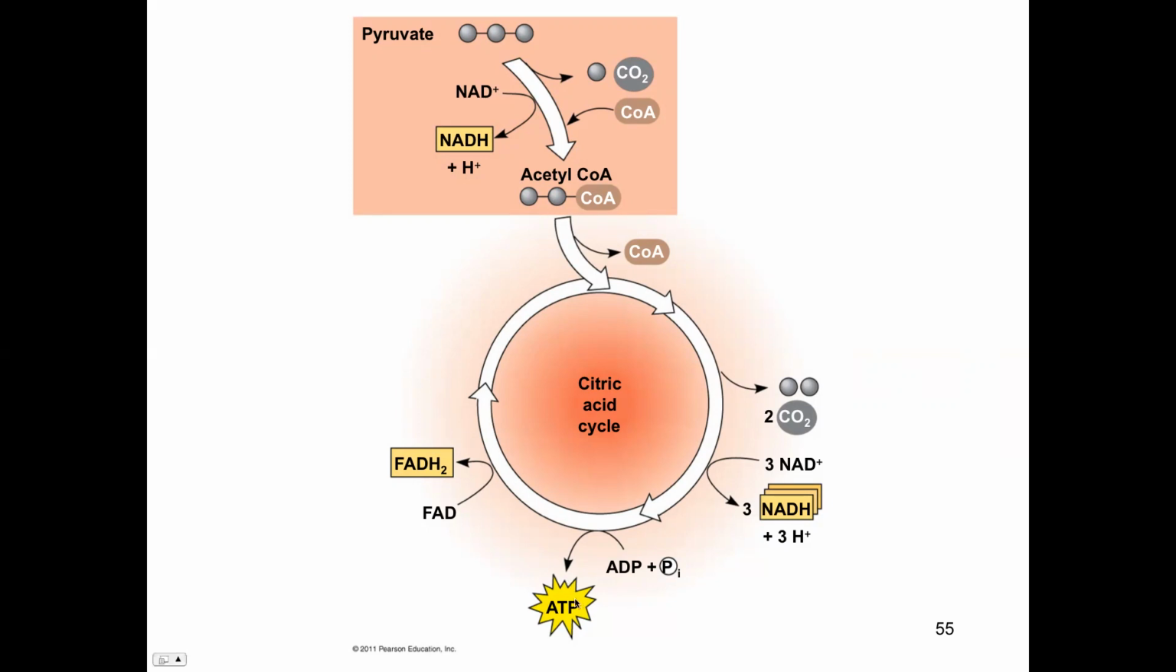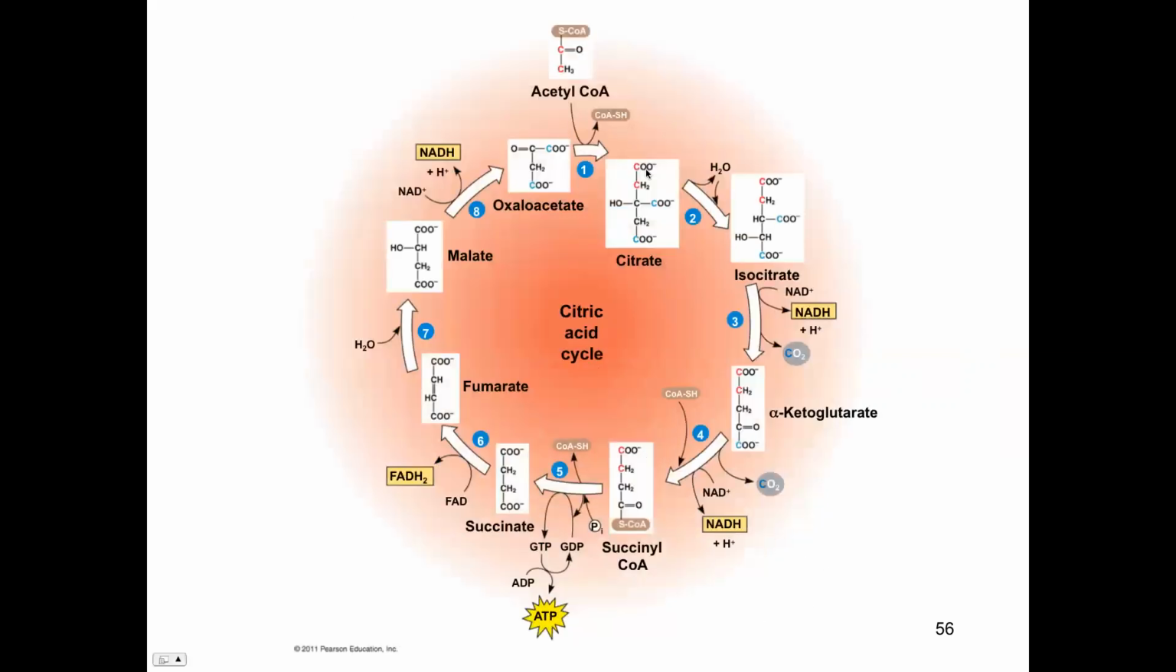All right, so you're making a little bit of ATP, but still not a lot. Now, the prime function here is to make these electron carriers. All right, and I just showed you some of the reactions here. You don't need to memorize these for this course.